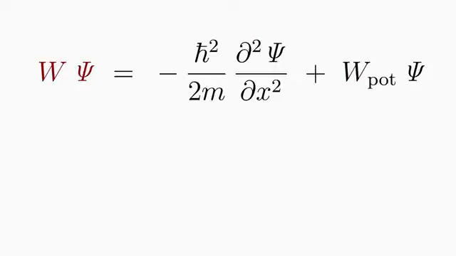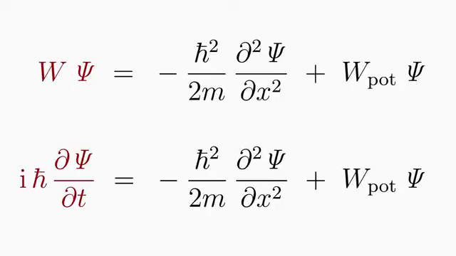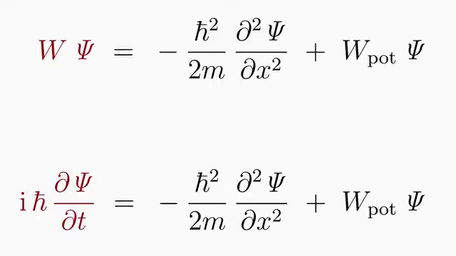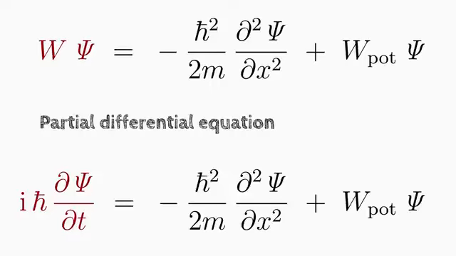This is how the time-independent Schrodinger equation looks like. And this is how the time-dependent Schrodinger equation looks like. We can already state that the Schrodinger equation is, mathematically speaking, a partial differential equation of second order.